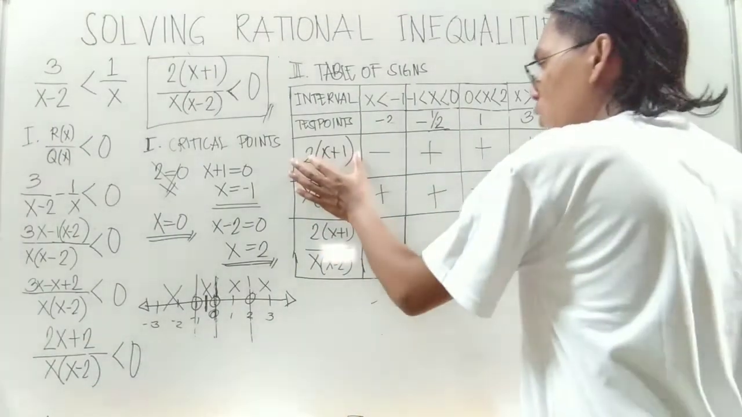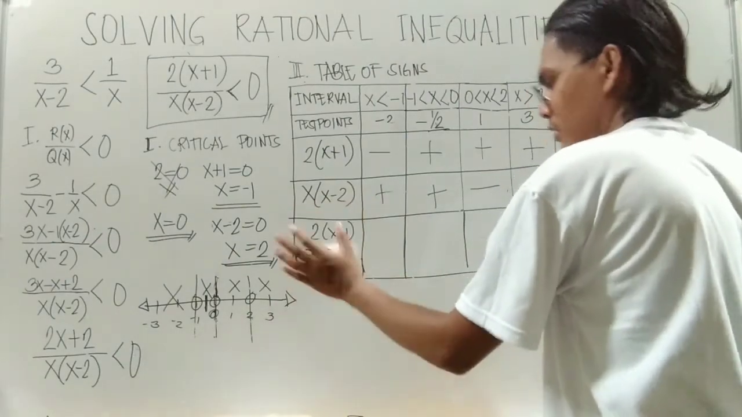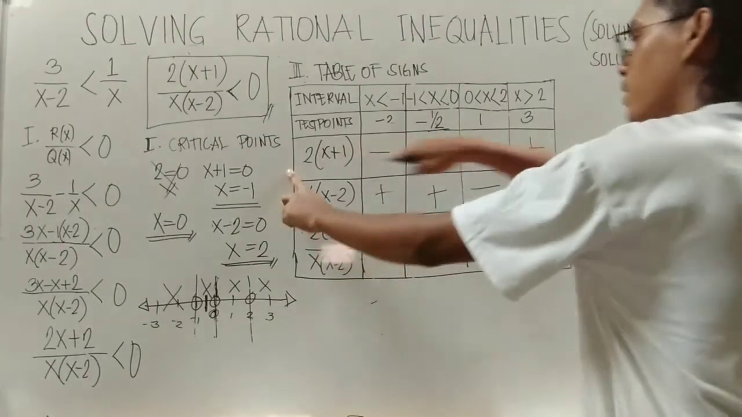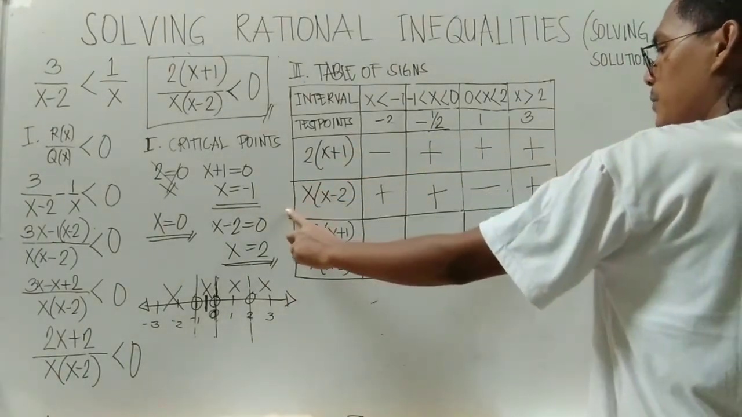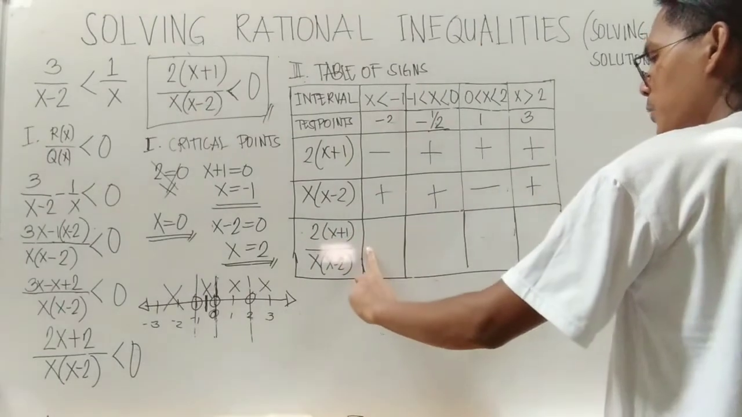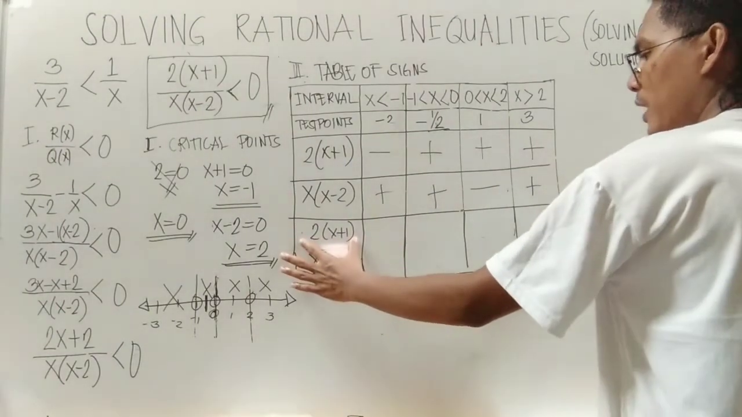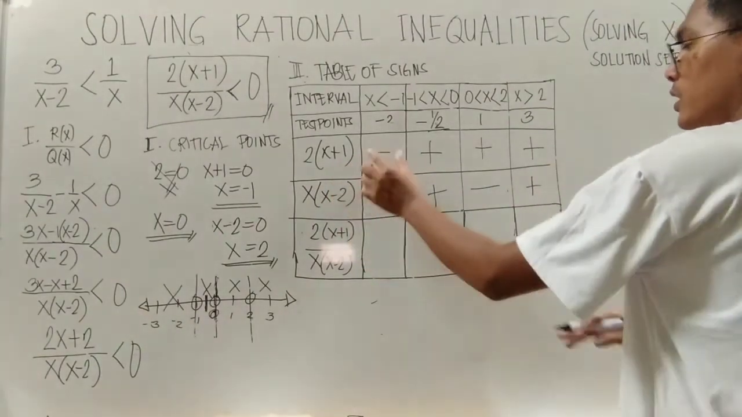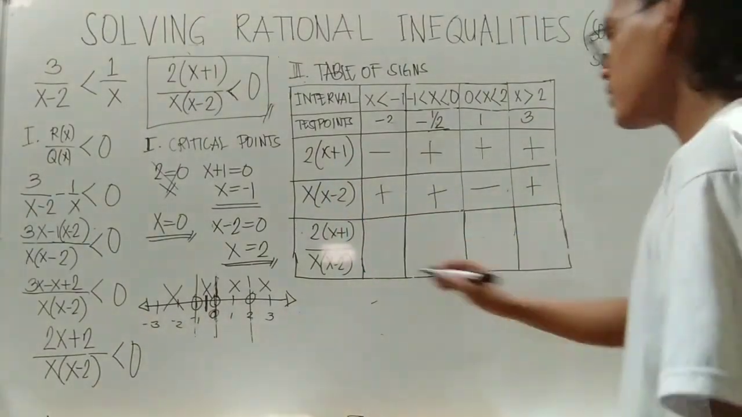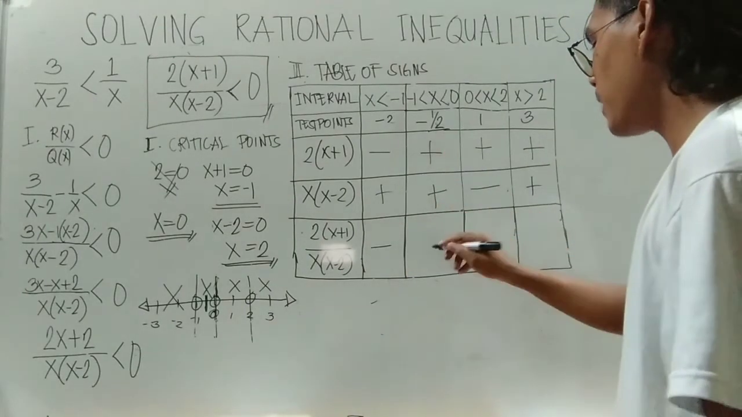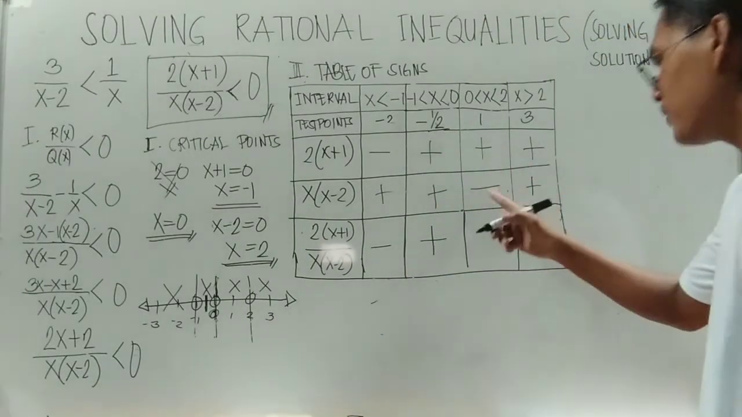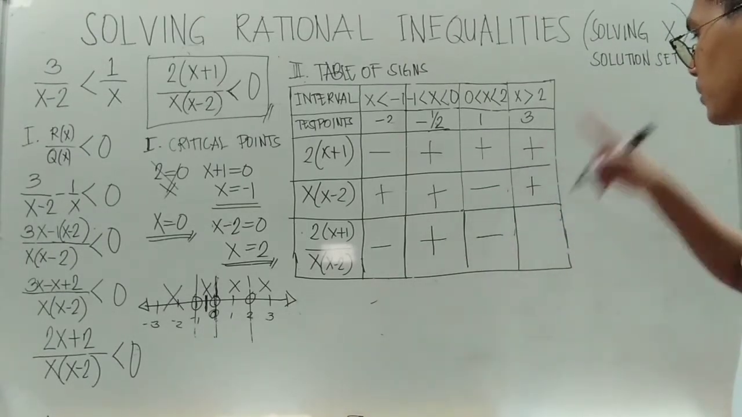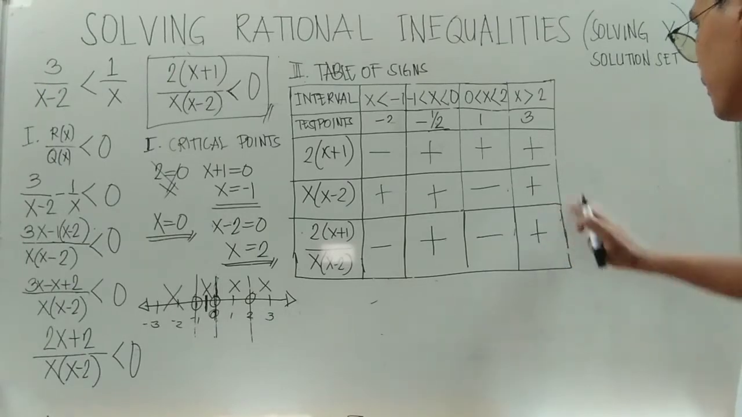So again, your numerator, denominator. Then, numerator divided by denominator. So, this column, you have your numerator, denominator. So, on this part, we have your numerator divided by denominator. Negative divided by positive is negative. Positive divided by positive is positive. Positive divided by negative is negative. Then, positive divided by positive is positive.